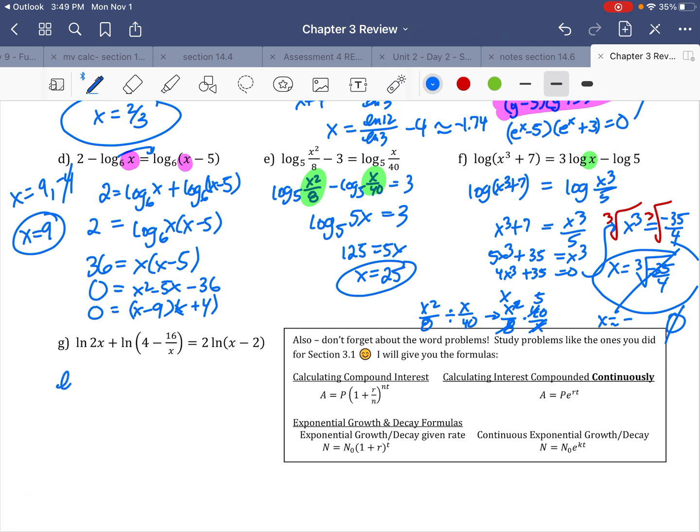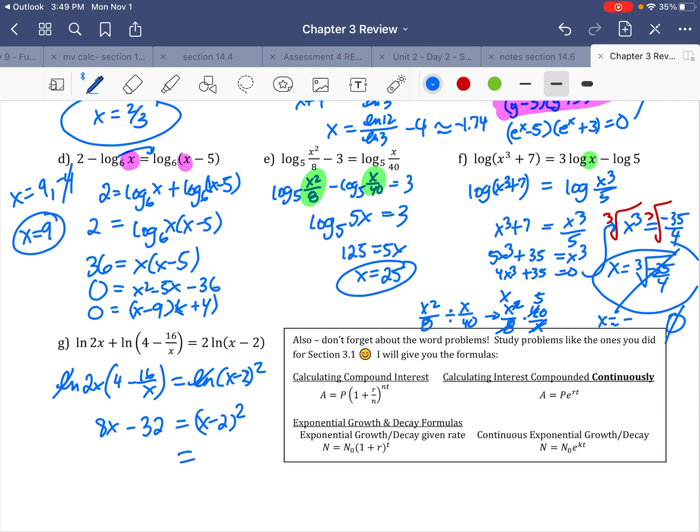All right, this last problem here also has all logs, so I'm going to condense it. So let's see, I'm going to be multiplying ln of 2x times 4 minus 16 over x equals ln of x minus 2 squared. So basically I can drop the ln's now. 2x times 4, that'd be 8x, minus 2x times 16 over x, so it's going to be 32, equals here x minus 2 squared. I'll just leave it there for now.